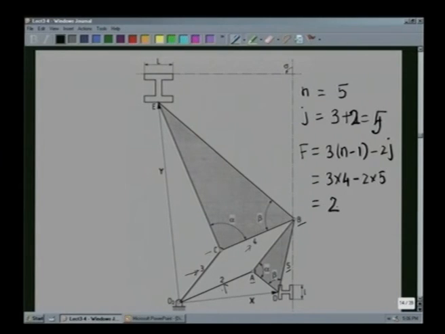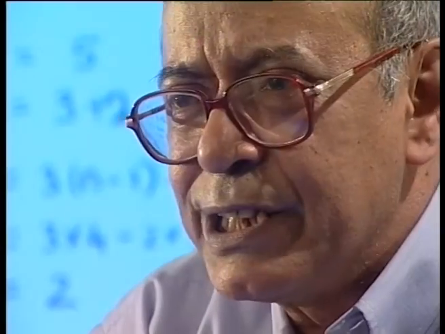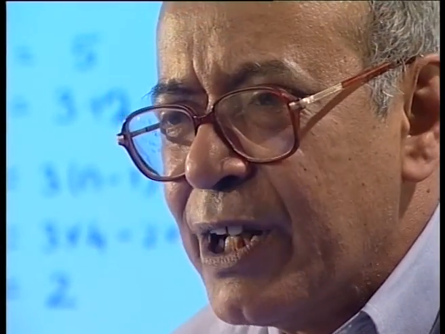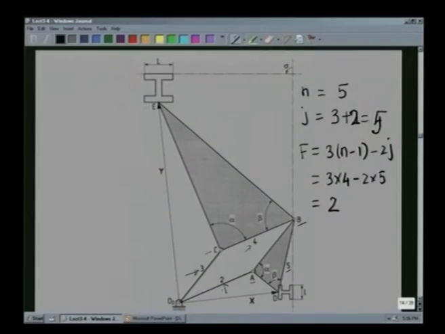Thus, we have a 2 degree of freedom mechanism, and this point D of this link can be taken anywhere arbitrarily on this plane, because it has 2 degrees of freedom. It can take any x value and any y value. So, this point D can draw any figure.